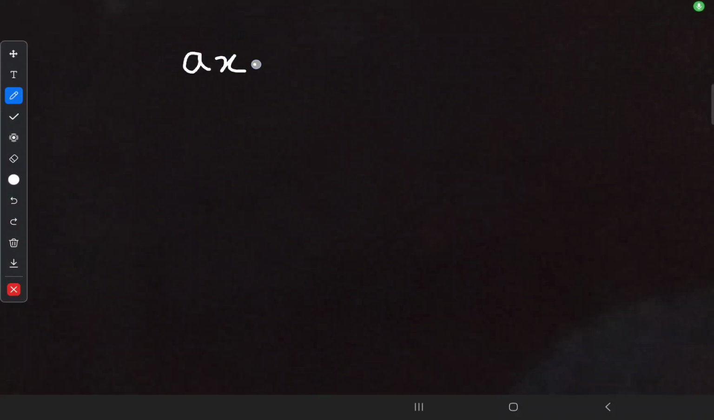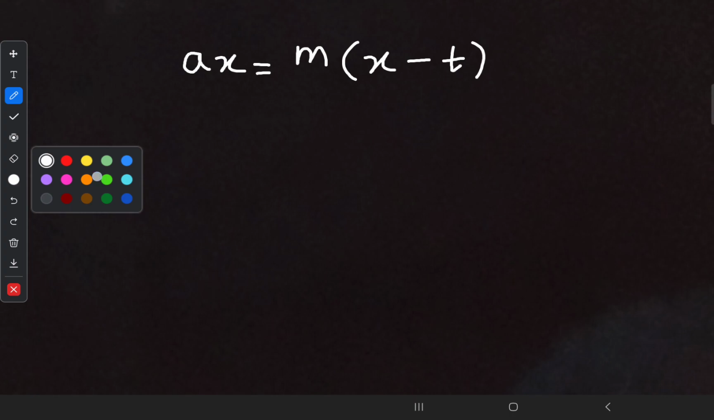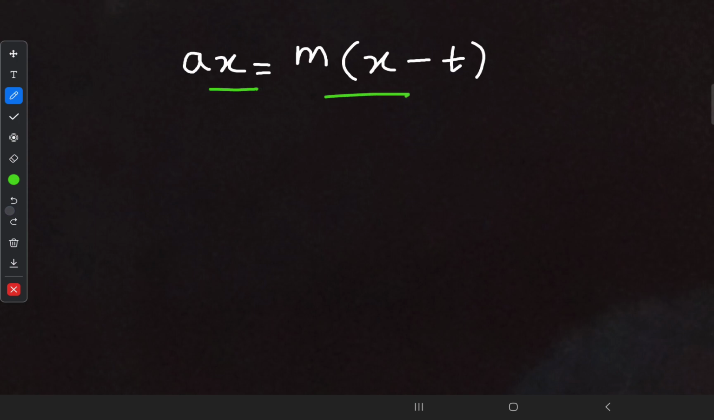We have ax equals to m(x minus t). Here our task is to make x the subject. Try to understand what's happening here. This is not like our previous cases, because both the left side and the right side hold x terms. So we have to bring the x terms together.